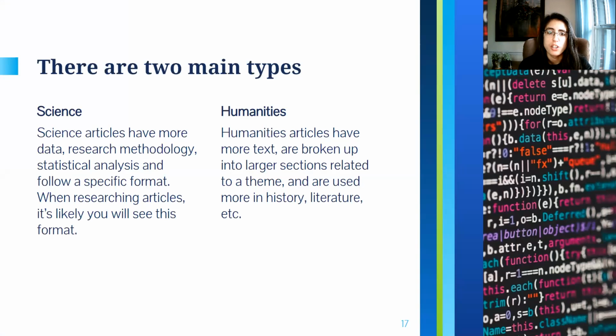The other type are humanities articles. Humanities articles tend to have a lot more text. They're broken up into larger sections related to a theme, and they are used more in history, literature, etc. Any subject area or major, as you would know it, falls under the humanities.